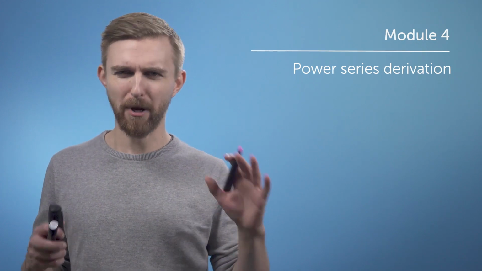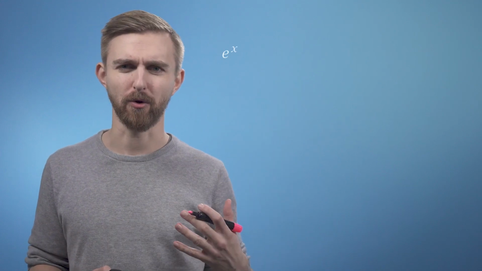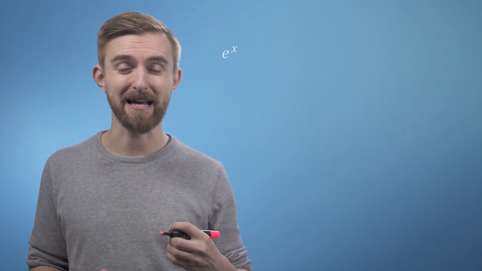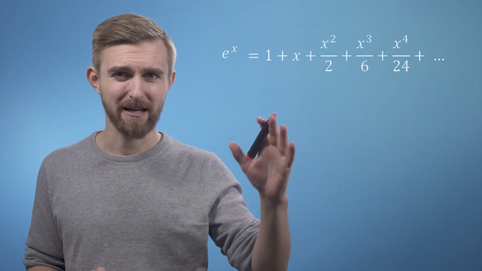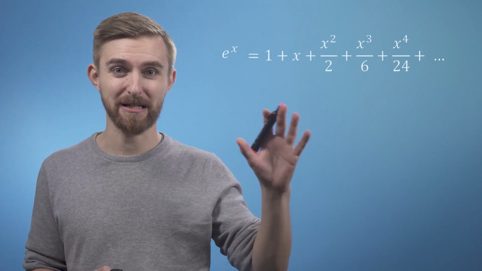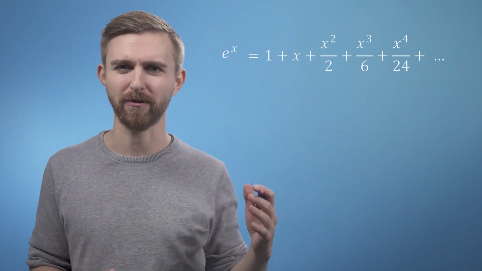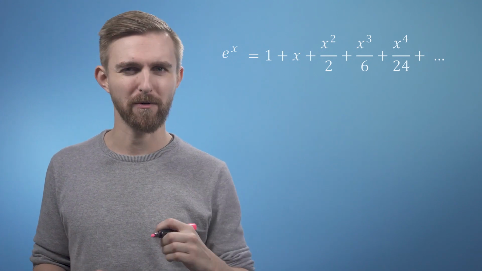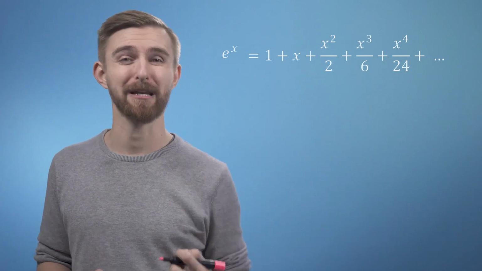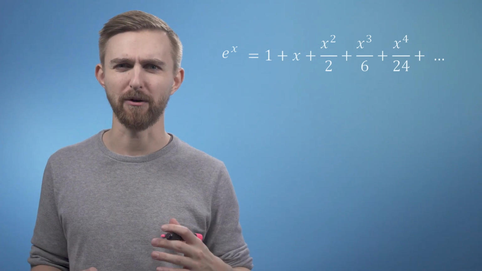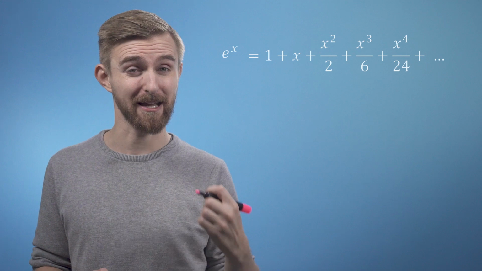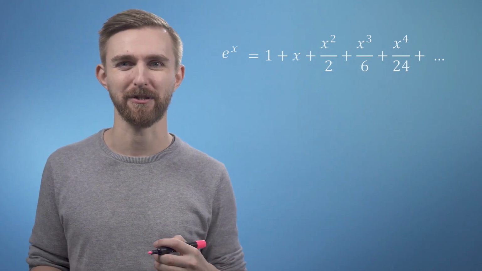Just to warm up by blowing your minds, we can take the function e to the x, which we met earlier in the course, and re-express it as the series 1 plus x squared over 2 plus x cubed over 6 plus higher order terms. Now, I hope you would agree with me that this is pretty incredible, and hopefully by the end of this video you will understand how to build series like this for many other interesting functions.